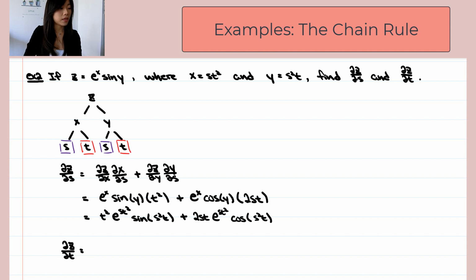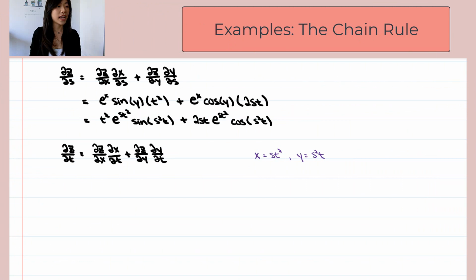So using the same method, I would get dz over dt equals dz over dx times dx over dt, then plus dz over dy times dy over dt. Note that dz over dx and dz over dy will be the same as in the first partial derivative. The only thing that's different is the dx over dt and the dy over dt.